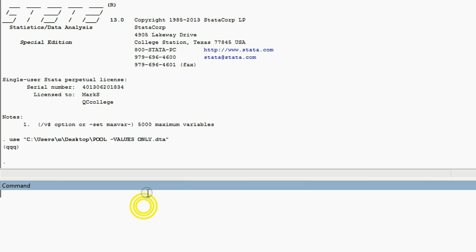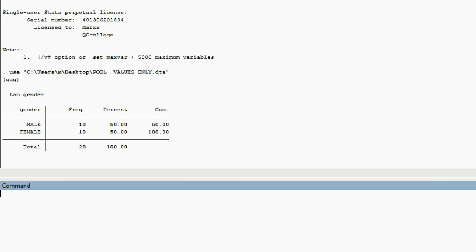Now, right now, before I make those values missing, I hit tab gender, and you can see there's 10 male and 10 female. That means it's 50% male, 50% female, and 100% of the data equals 20 observations. That's what the statistics look like now.